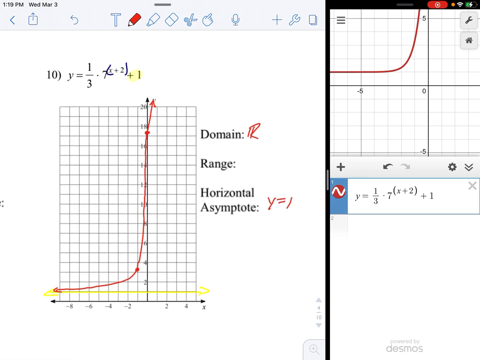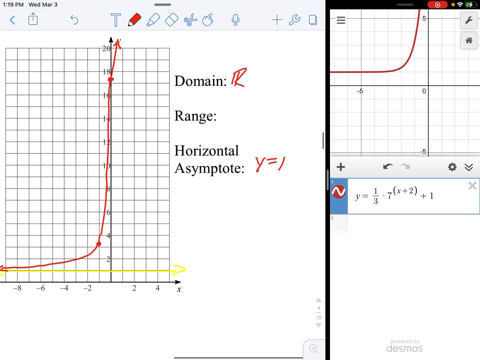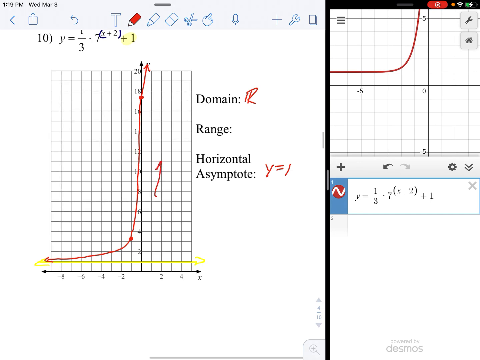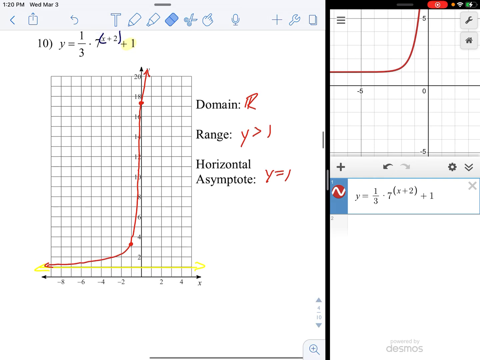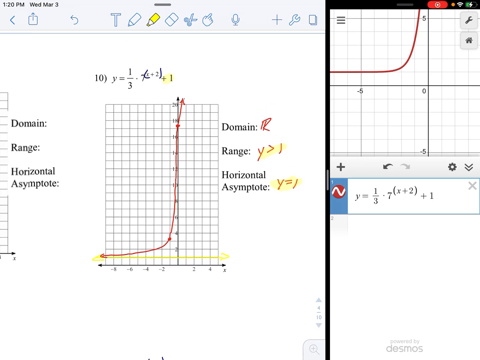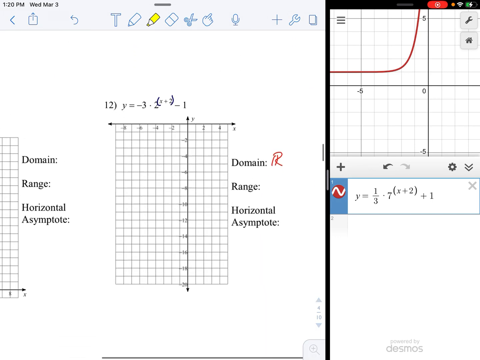So domain is always all real numbers. The asymptote is y equals 1. This is above the asymptote, so the range is going to be y is greater than 1. So when you get used to this, the range is actually pretty easy. If you can figure out the asymptote, you can figure out the range. Number 12.